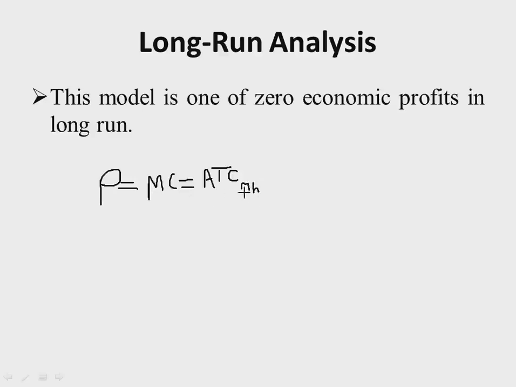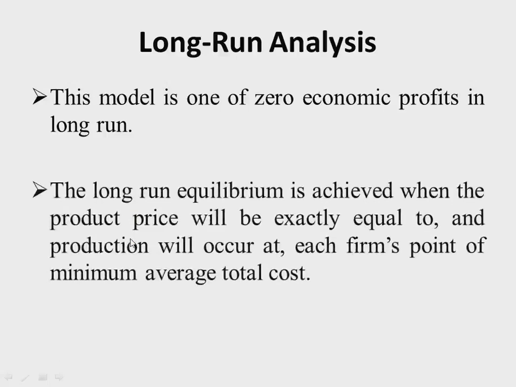So if this condition is met, it means that the firm is in the long run. Okay, so let's do a presentation there: the long run equilibrium is achieved when production occurs at a point where each firm's minimum average cost equals the price level, and at that point the two will also equal the marginal cost.